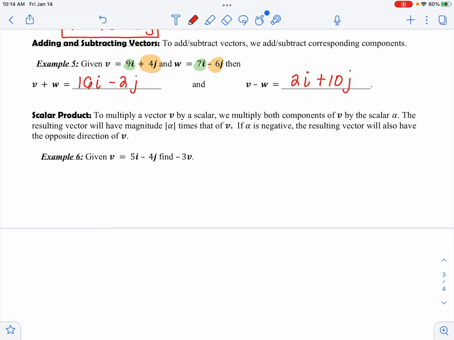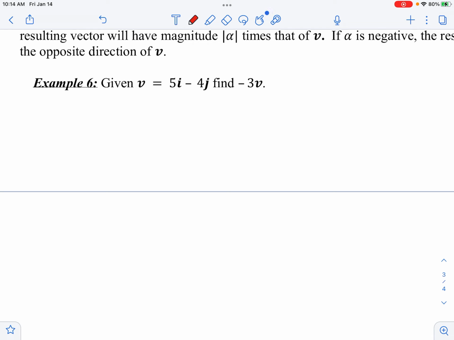Last but not least is scalar product. It says to multiply a vector v by a scalar, we multiply both components, which are a and b, by the scalar. The resulting vector will have a magnitude of the absolute value of the scalar times that of v. So if you multiply it by 3, it'll be 3 times as long as the original vector. If the scalar is negative, it's going to change direction also.